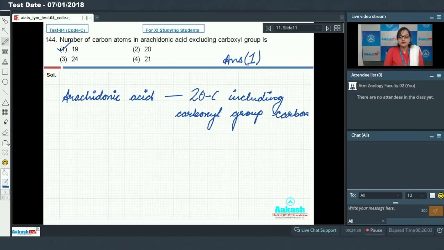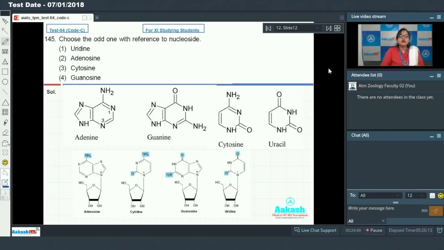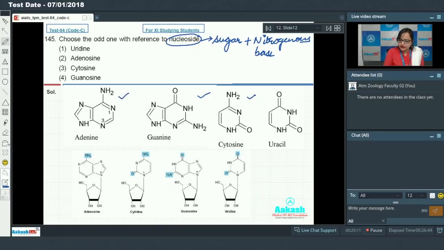So let's proceed to our next question. That is question 145, which says choose the odd one with reference to nucleoside. Nucleoside is actually a sugar molecule along with a nitrogenous base. When a sugar molecule binds with a nitrogenous base, it leads to the formation of a nucleoside. You know that there are purines and pyrimidines. The nitrogenous bases include adenine, guanine, cytosine, uracil, and their respective nucleoside forms are adenosine, guanosine, cytidine, and uridine.